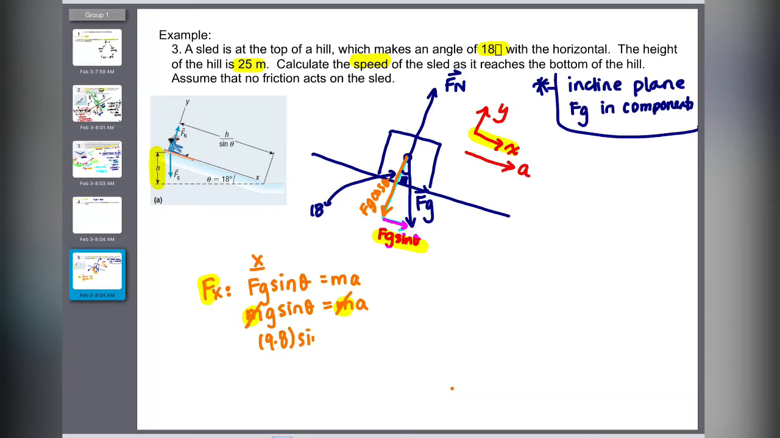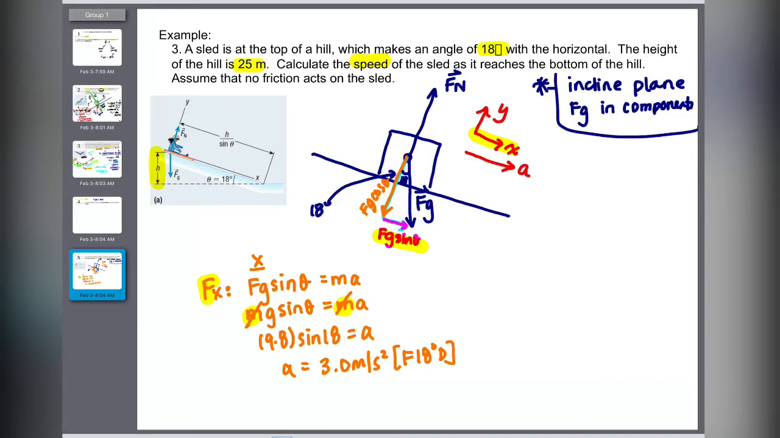So I now have 9.8 times sine of 18, which equals the acceleration. So 9.8 times sine of 18, I got 3.0 meters per second squared, forward 18 degrees down. That's my acceleration.